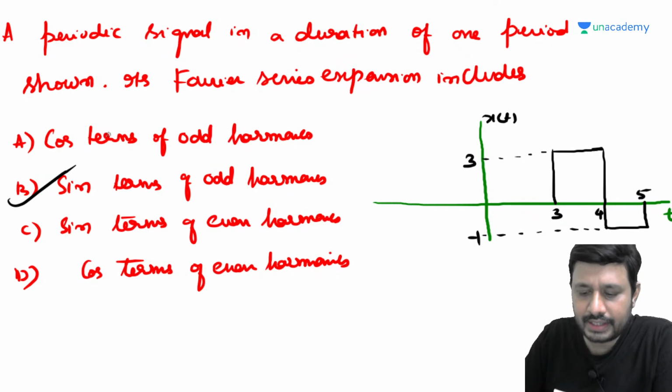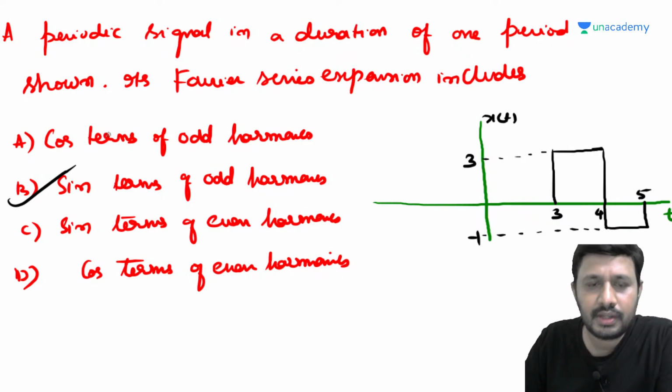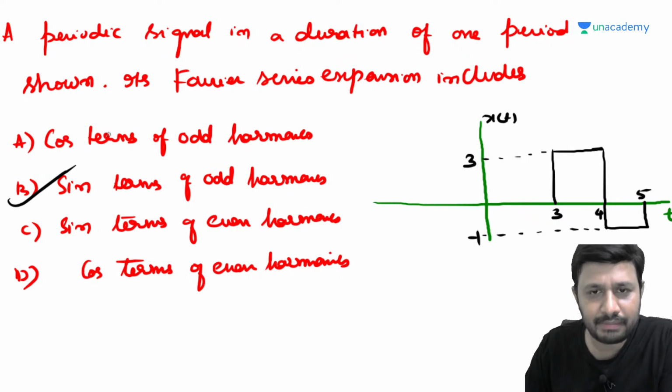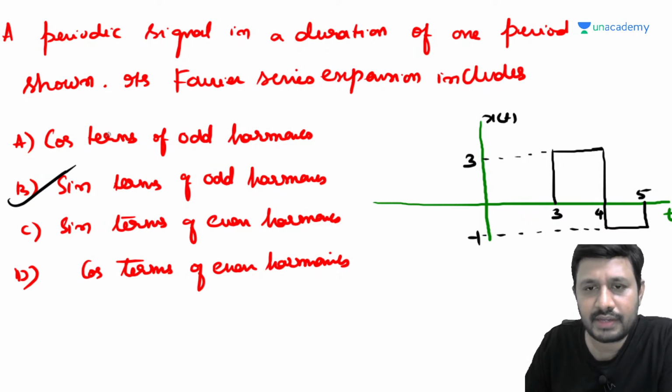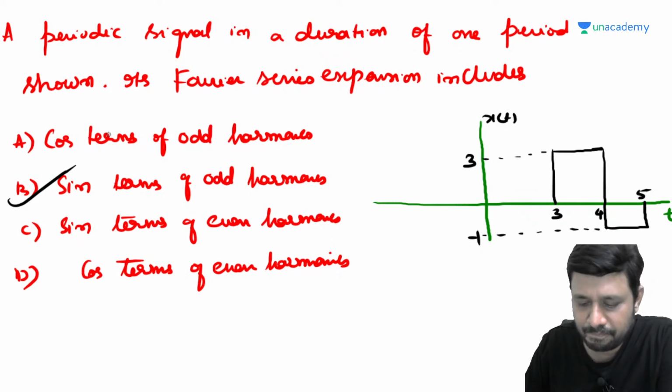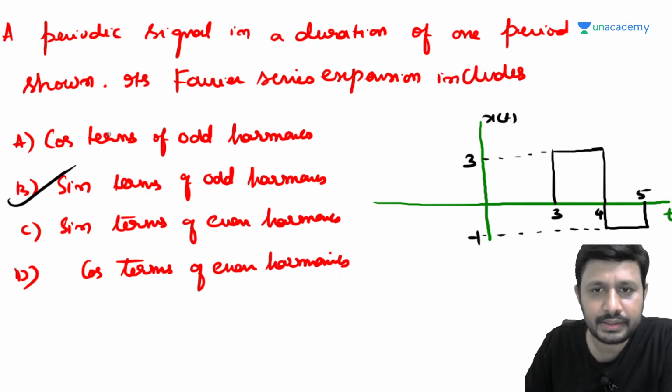So I'll do one thing, I'll stop our class here. Tomorrow, we'll see how to draw the spectrum, magnitude spectrum and phase spectrum for this trigonometric Fourier series, and after that we'll go to exponential form of Fourier series. Right.